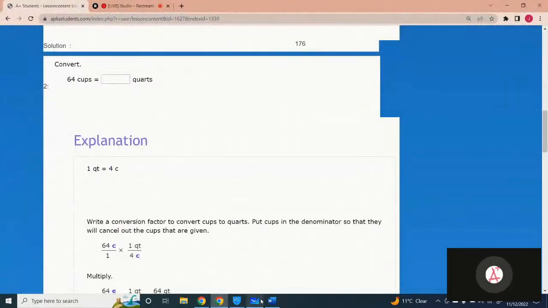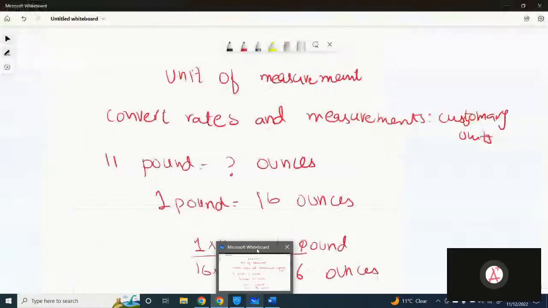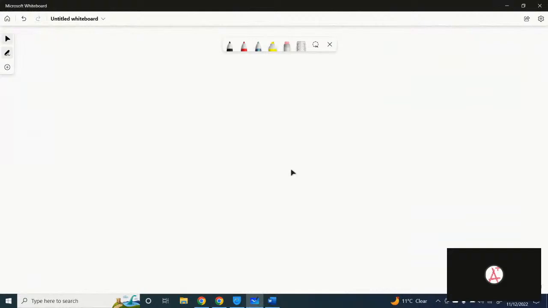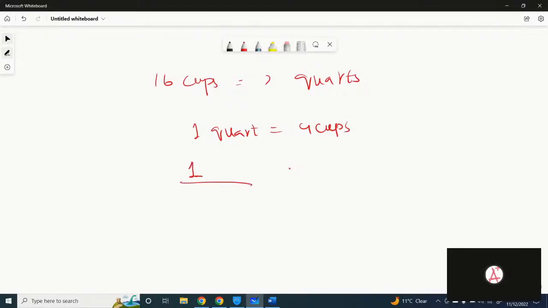Okay, 16 cups equals how many quarts? So 1 quart equals 4 cups. So 1 quart divided by 4 cups, then how many quarts do we have in 16 cups?